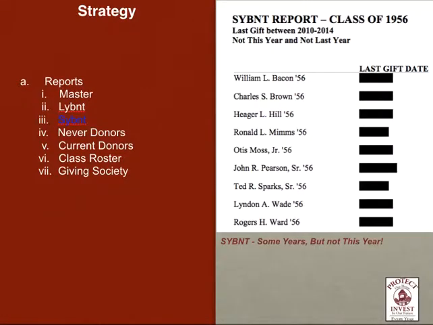Okay. Next is SYBNT, S-Y-B-N-T. That's some years, but not this year. So similar to LYBNT, these are the members who have given some years in the past, but not again in the last fiscal year, not the current fiscal year. Again, this is good information, and we're going to tie it all together a little bit at the end to give you a better sense of how all these pieces come together.